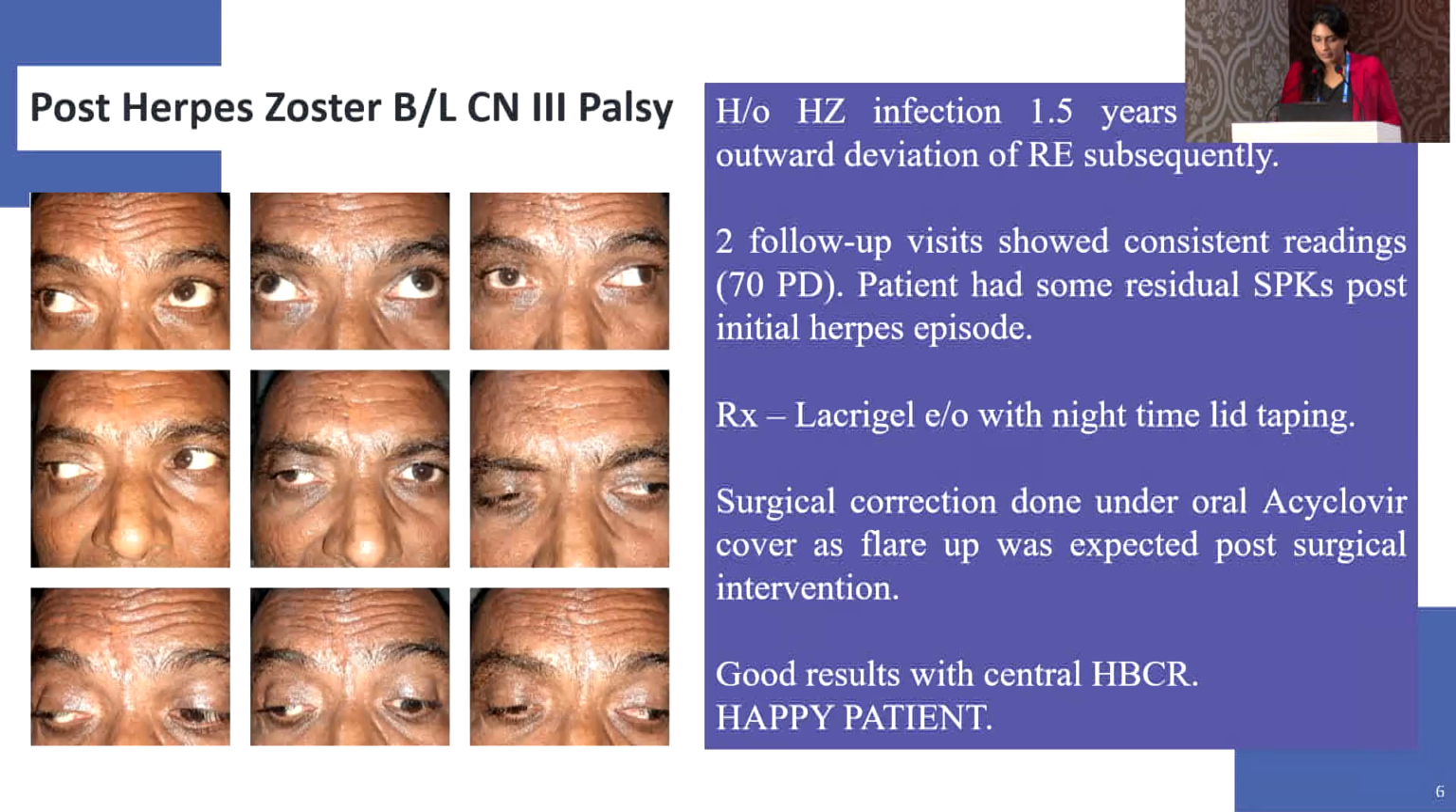It was given for 2 weeks, 400 mg BD, and continued till 1 week post-surgery to prevent any flare-up, and good results with central HBCR were obtained. He was a happy patient. The surgery was done in 2 stages because it was a large exo.